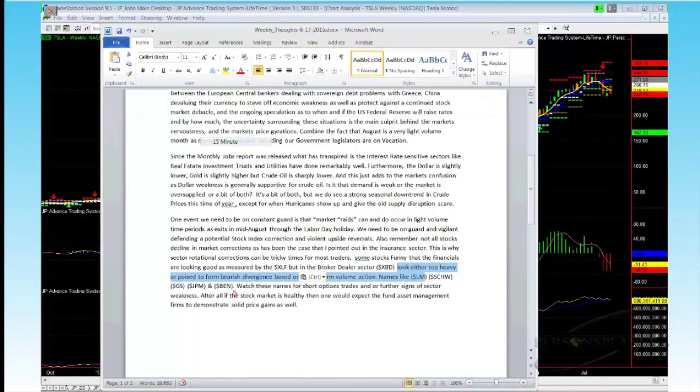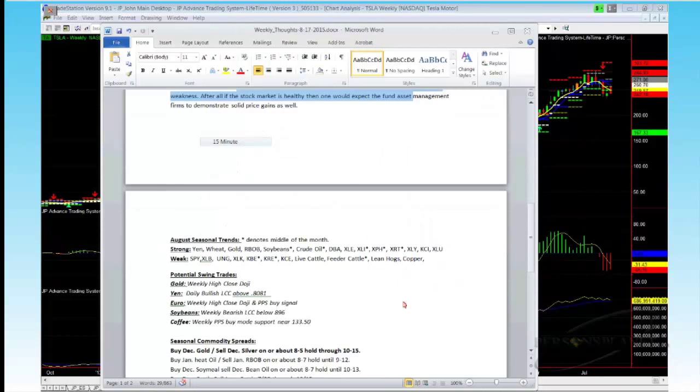Names like Legg Mason, Charles Schwab, Goldman Sachs, JP Morgan, and Ben Franklin. Watch these names for short option trades.